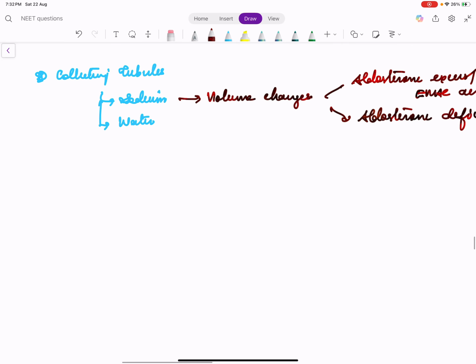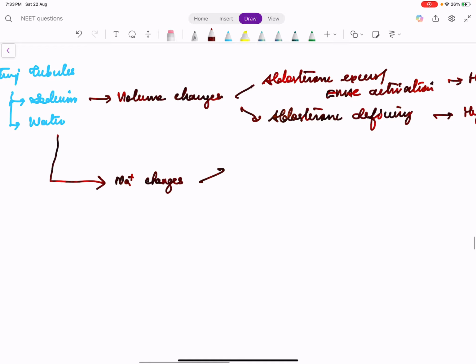Similarly, water balance is mediated by antidiuretic hormone acting on the V2 receptor in the collecting tubule, activating aquaporin 4 and causing water reabsorption. If there is a problem with water, it will lead to sodium changes.